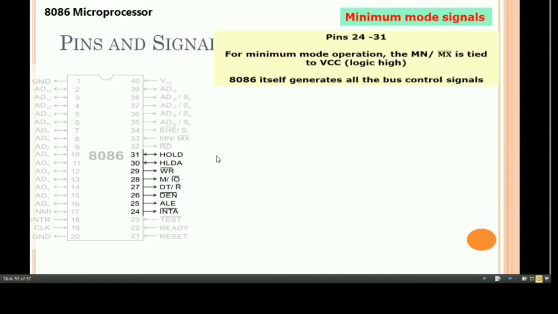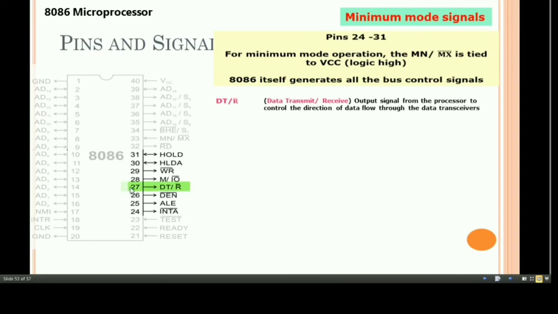Now we will see the minimum mode signals. Pin numbers 24 to 31 are the minimum mode pins when an active high signal is present on pin 33. For minimum mode operation, this MN/MX pin is tied to VCC, which gets the processor working in minimum mode. So the 8086 itself generates all the bus control signals.